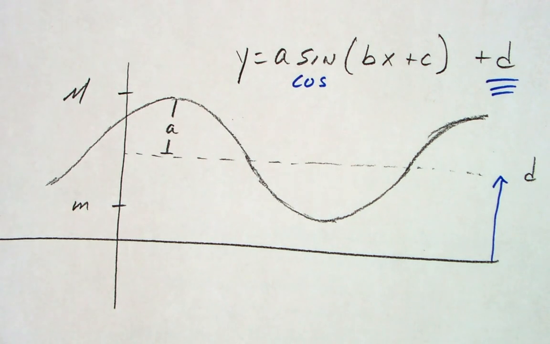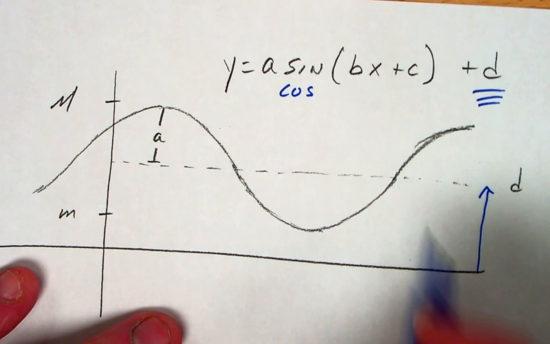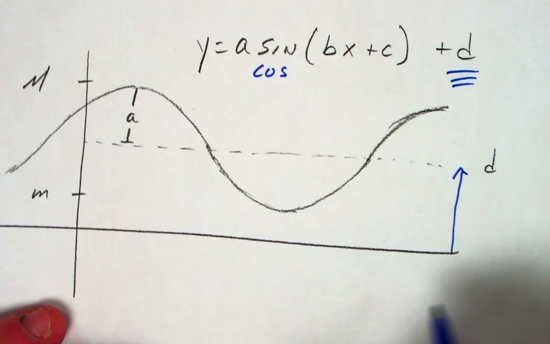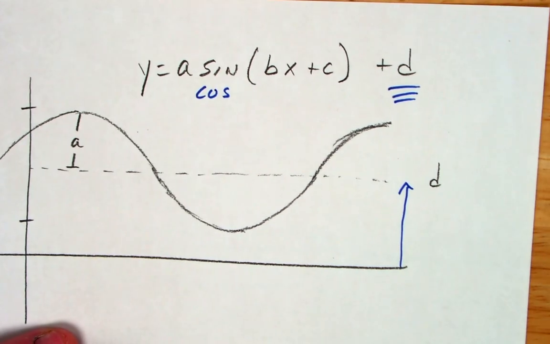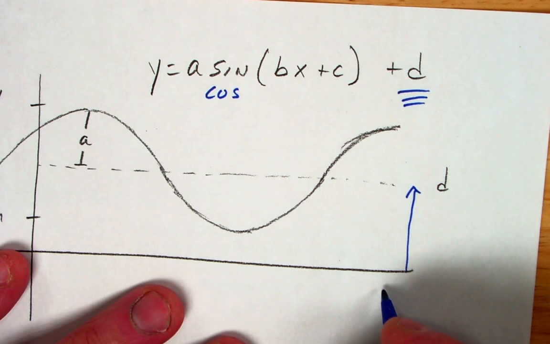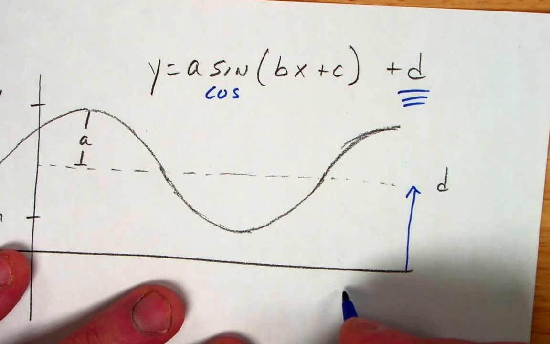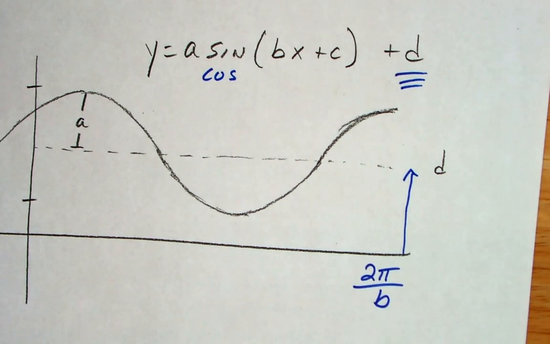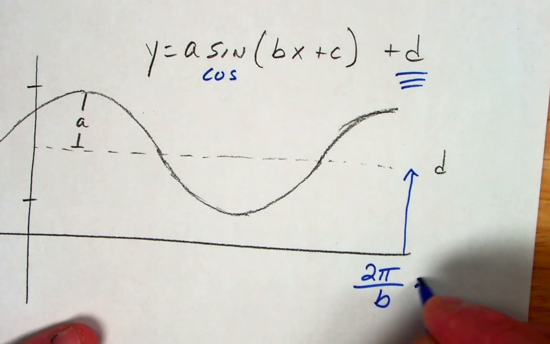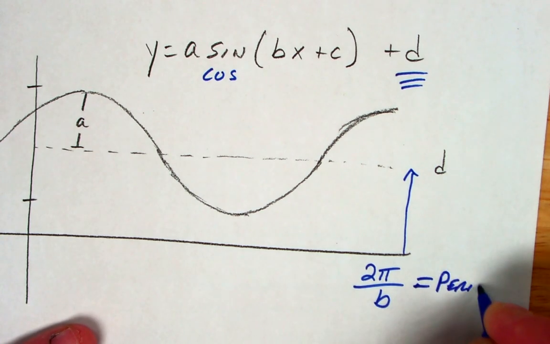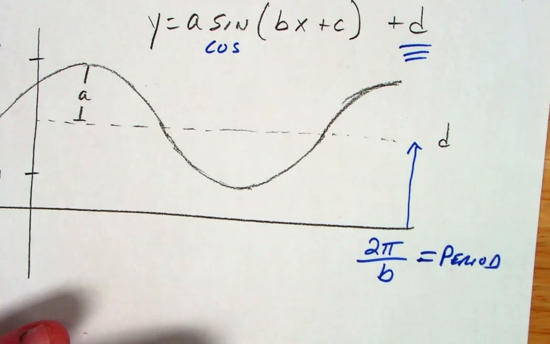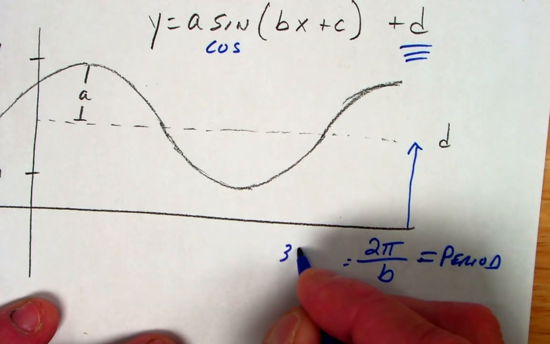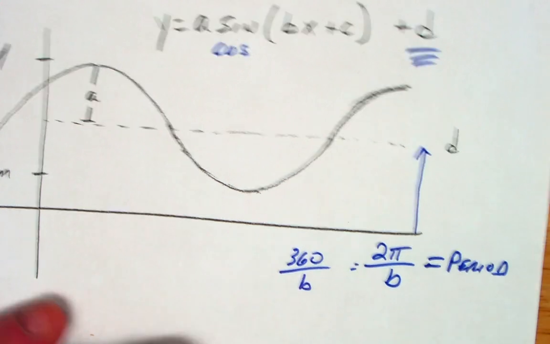Okay? Now the B and the C are a little bit more mysterious. My B gives me my period, which I threw at you real quick as you exited yesterday. But if I take my normal period, which is 2 pi, and I divide that by B instead of multiply by B, that gives me my new period. Okay? And another way to write that is 360 over B.